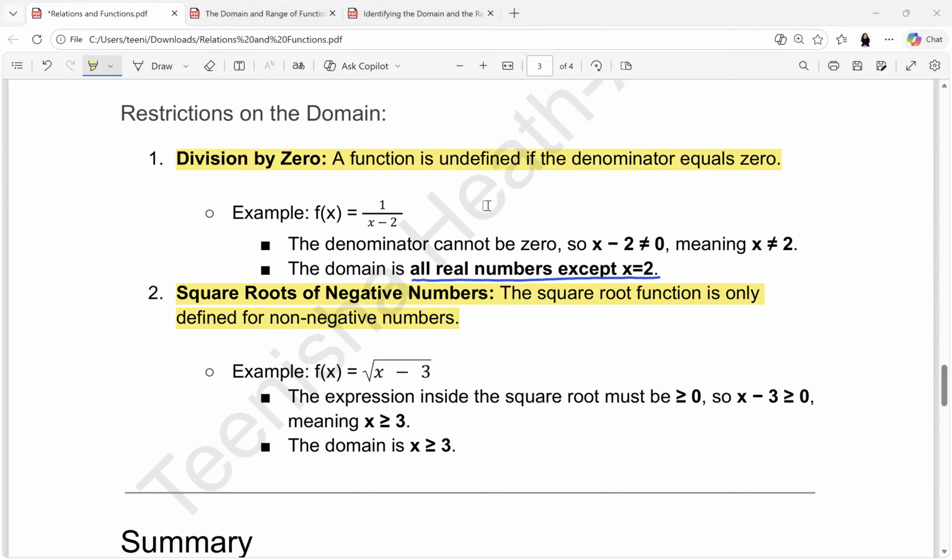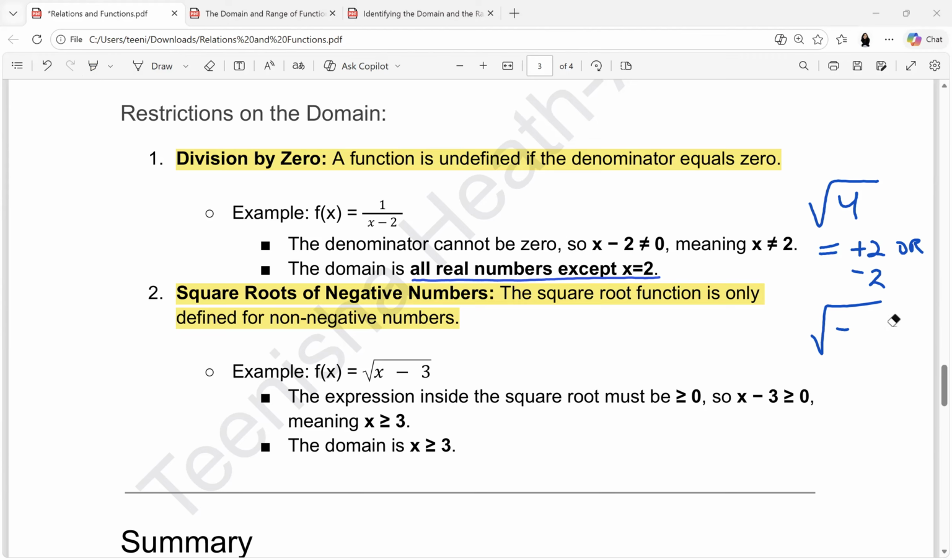Here's what I mean. If you have a function f of x is the square root of x minus 3, remember, you could only find the square root of a positive number. The answer itself could be both positive or negative, right? So like, for example, the square root of 4 is equal to positive 2 or negative 2. But you cannot find the square root of negative 4.